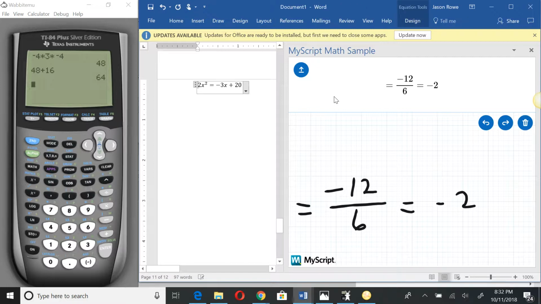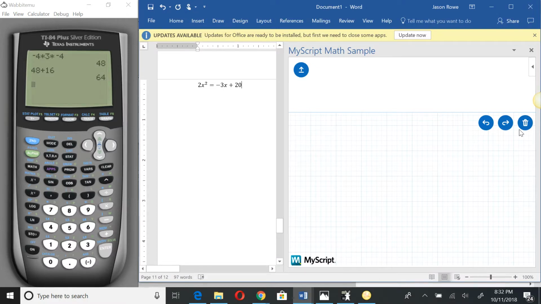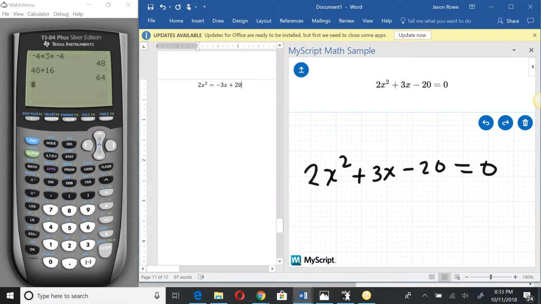All right, so here's the next one. Well, this one is nowhere near standard form. So we've got a couple of options here. We can add 3x and subtract 20, which is what I'm going to do. Or we could subtract 2x squared from each side, either one. So I'm going to subtract and then end up with 2x squared plus 3x minus 20 equals 0. And if you need to see those steps, just send me a teacher message and I'll show them to you.